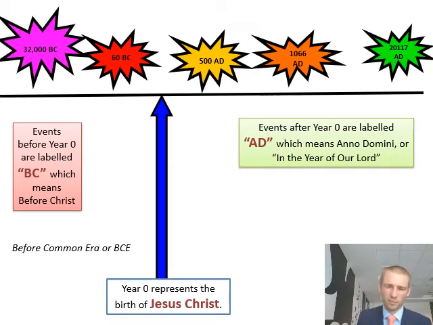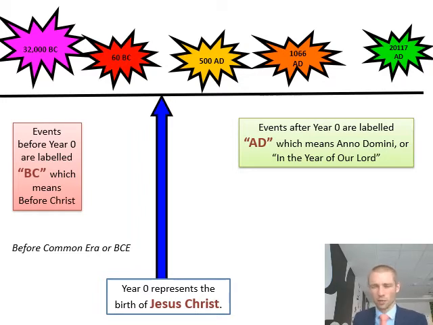If we do the red box first, it says events before year 0 are labelled BC, which means before Christ. So there's a reference to the birth of Jesus Christ. Now these dates are a bit different to what you might expect, because they count backwards. So for example, 60 BC means 60 years before Christ, whereas the pink box, 32,000 BC, is actually 32,000 years before the year 0. So it actually occurred before. So think of those numbers working backwards a little bit.